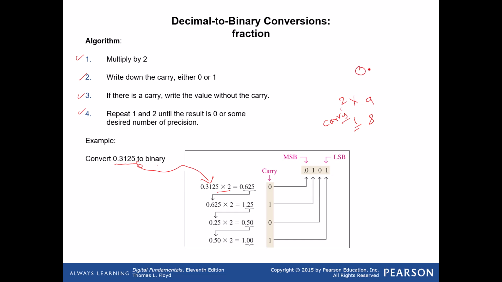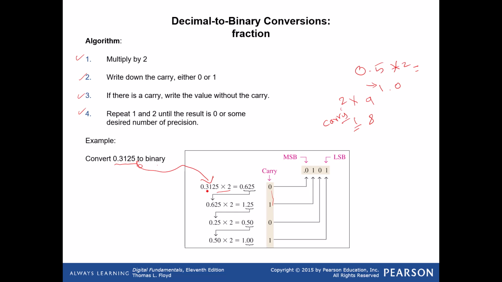If I have something like 0.5 and I multiply it by 2, then 2 times 5 is 10, so 0, and I have a carry. The carry is 1. So this is what we mean by carry. When we multiply a number by 2, either we have a carry or we don't. It's as simple as that.